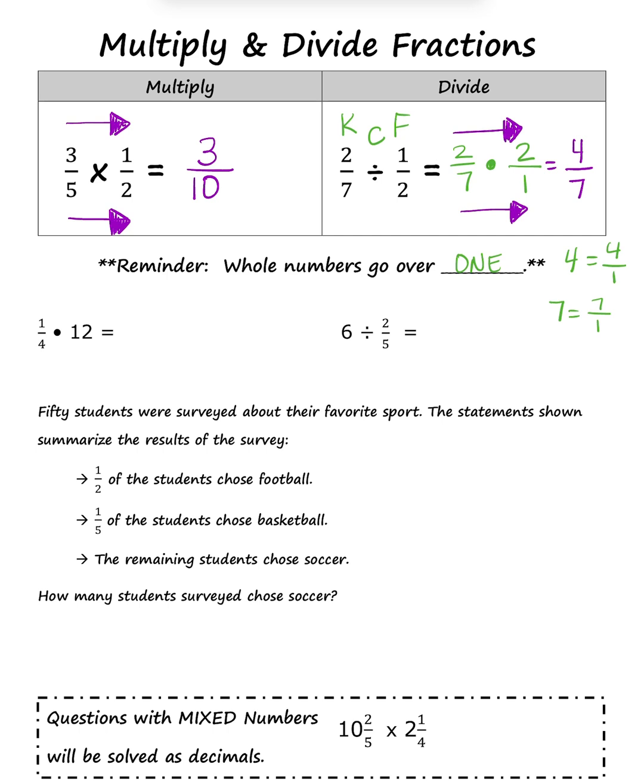So our first example is a multiplying example. First thing I'm going to do is take my whole number 12 and put it over 1. And then I'm going to draw my arrows because it's top times top, bottom times bottom. So what's on top? We have a 1 times 12. And what is 1 times 12? Well, that's just 12. And then we have a 4 times 1 on the bottom. So 4 times 1 is 4.